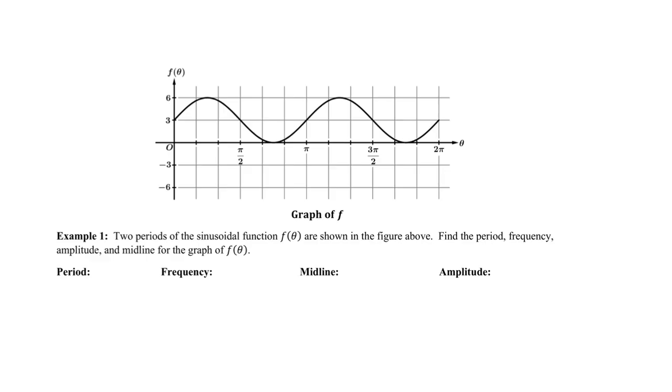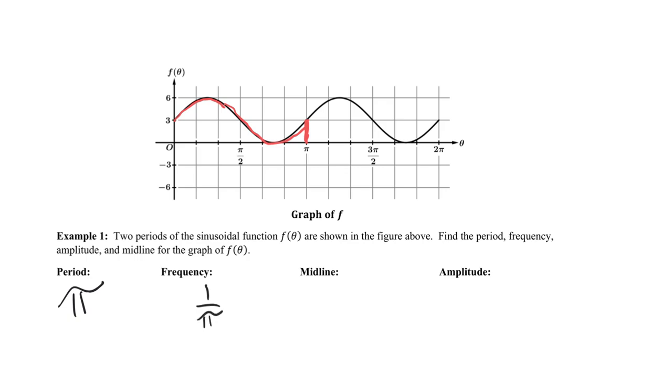Let's figure out the period first. So I'm going to copy starting at 3. I'm going to go along the line here. And when do I get back up to 3? Right there, right? So my period is pi. Next is frequency. And in our notes, we should have seen that frequency was 1 over the period. So it's 1 over pi.